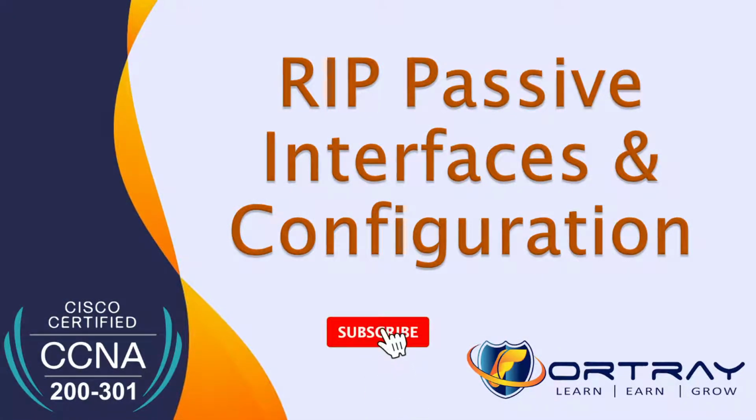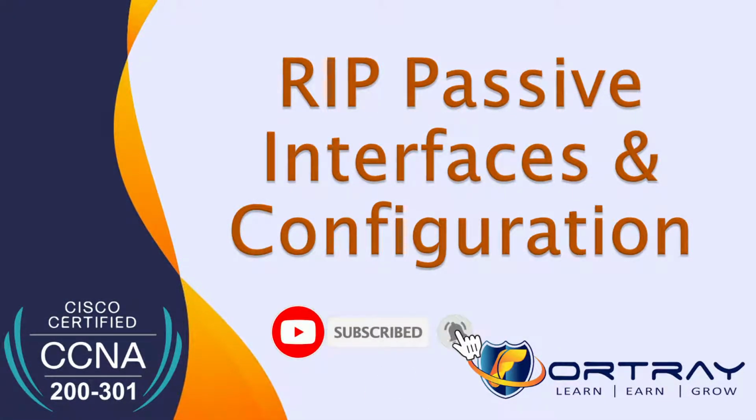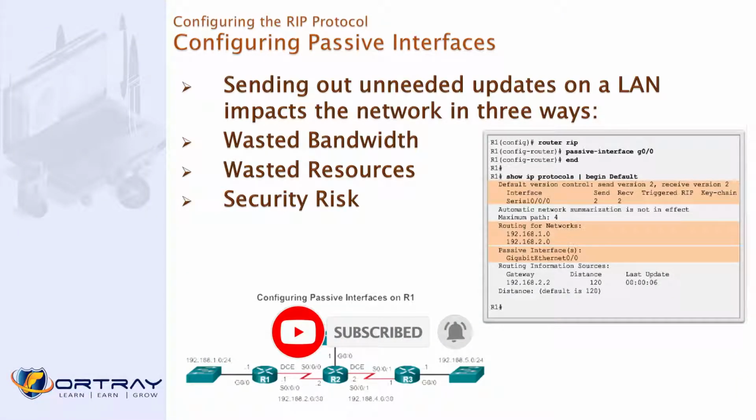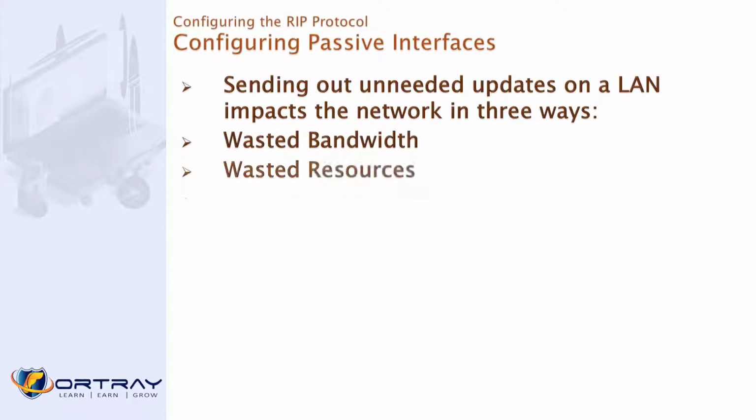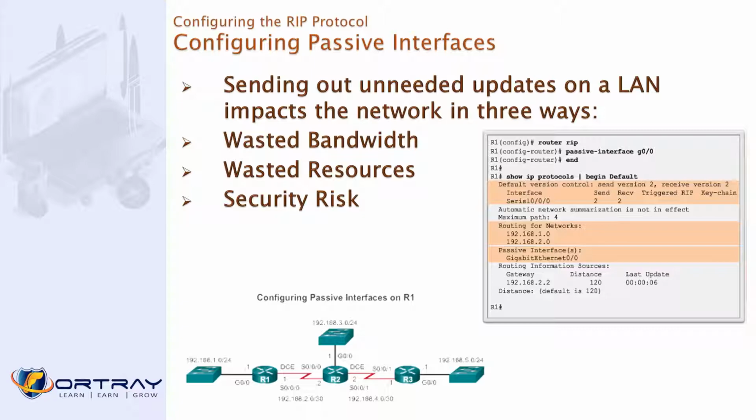RIP passive interface and configuration. Okay, what is a passive interface? What the passive interface does for you: configuring passive interface stops sending out the unneeded update on a LAN network, which impacts the network in three ways. It wastes the bandwidth, wastes resources, and is a security risk.